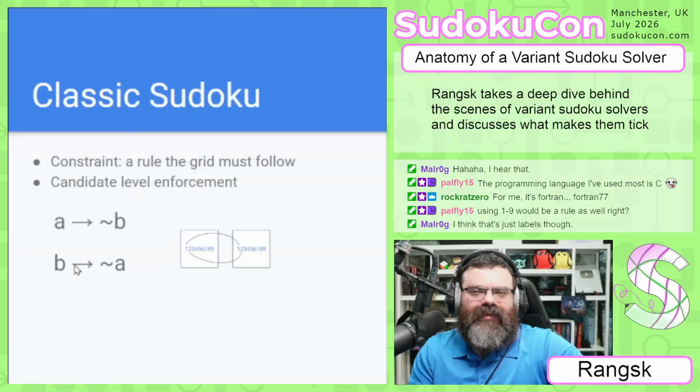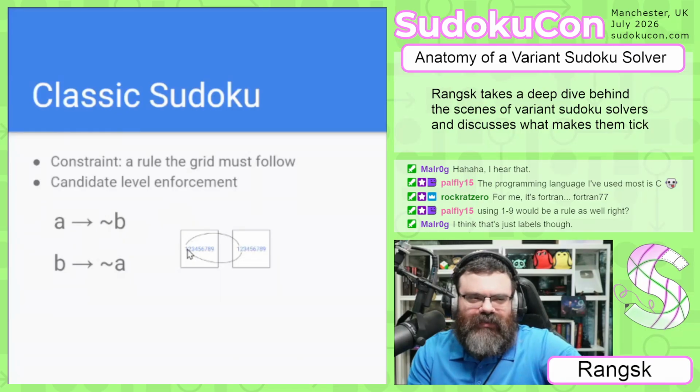So this is what's called a weak link. And what is A and B? Well, it's the individual candidate 1 in this cell and the individual candidate 1 in this other cell. So if these share a row, for example, then if this one is true, so if this cell is a 1, then this cell cannot be a 1. So this one is not true.